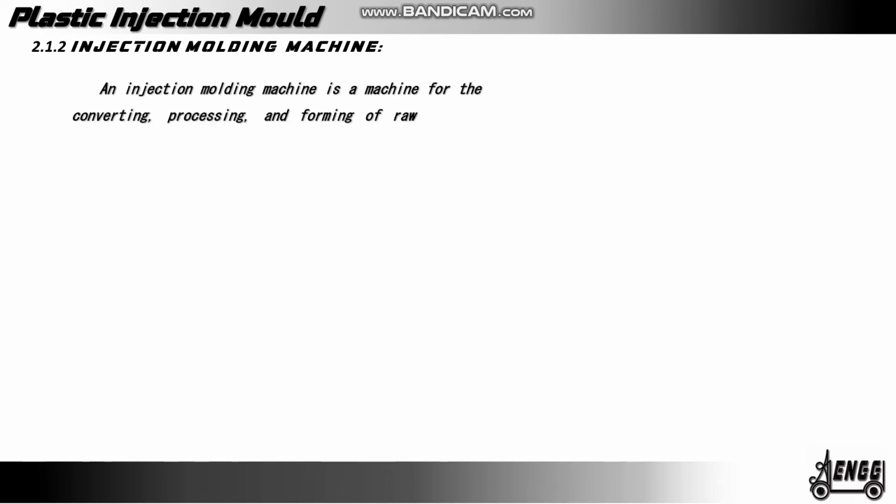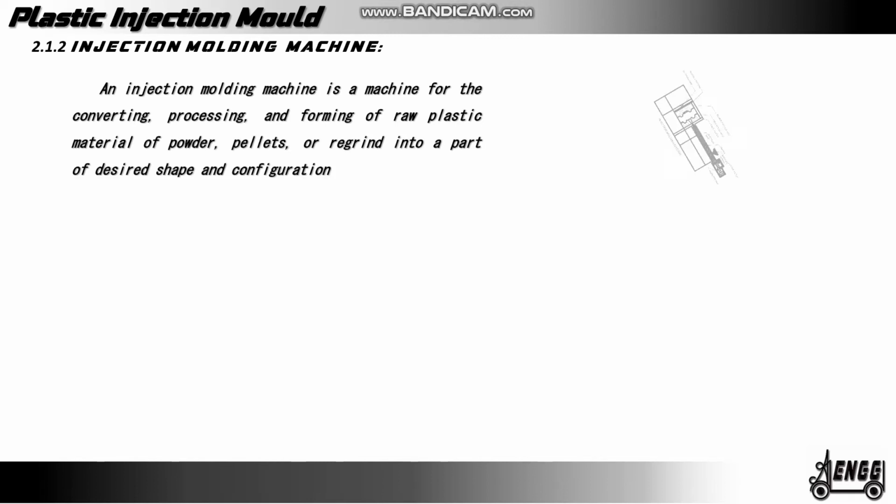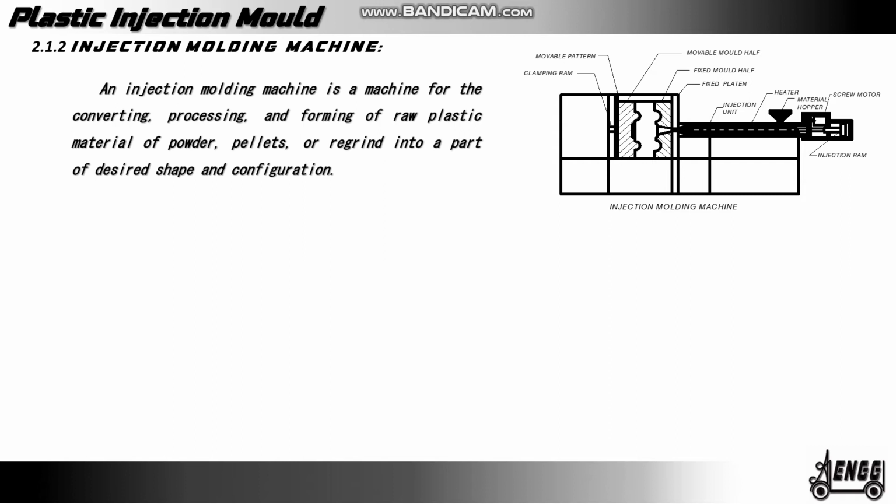Injection molding machine. An injection molding machine is a machine for the converting, processing and forming of raw plastic material of powder, pellets or regrind into a part of desired shape and configuration. In the picture we can see that the machine has a moving platen and a fixed platen. The mold is mounted between these two platens, and we have an injection unit through which the material is processed and injected into the mold.